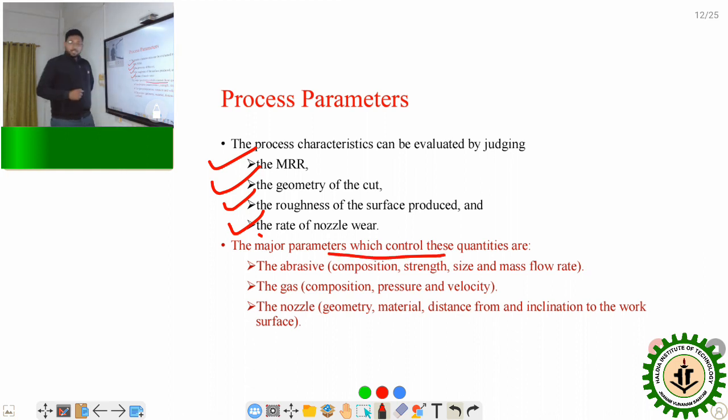So these are the basic control parameters, like the abrasive particle, the gas, and nozzle quality. That means nozzle material, nozzle geometry, and what is the inclination or the impact angle. So depending upon this, we can actually govern the machining condition.